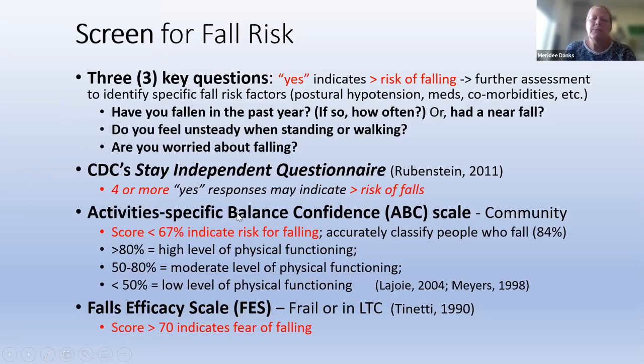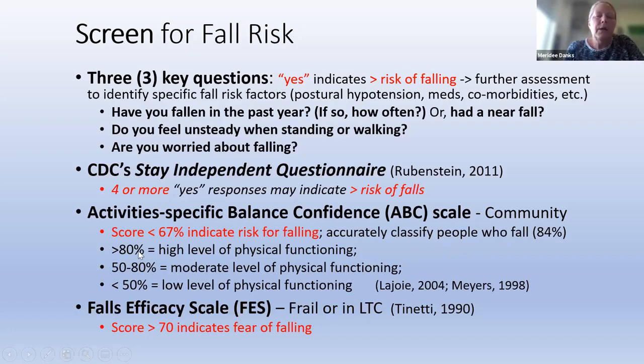The Activity-specific Balance Confidence, or ABC scale, is made for community-dwelling individuals. They answer from 0 to 100, how confident are you doing these 16 different functional activities? They're usually community-based activities. If a person scores less than 60% confident, when you figure out the scoring, they would be at a greater risk of falling. And studies have shown that it accurately classifies people who fall 84% of the time.